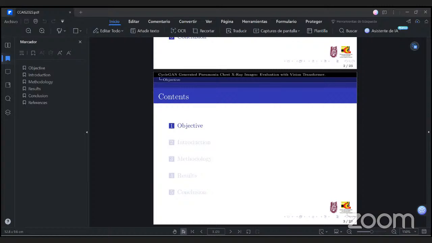Good afternoon, everyone. My name is Gerardo Lugo Torres, and today I'm going to present the work titled Cycle GAN Generated Pneumonia Chest X-ray Image Evaluation with a Vision Transformer. The overall structure of the present talk consists of presenting, first of all, the talk objectives, a short introduction of the work, the methodology used in the work, the presentation of the work results, and finally, the conclusions.